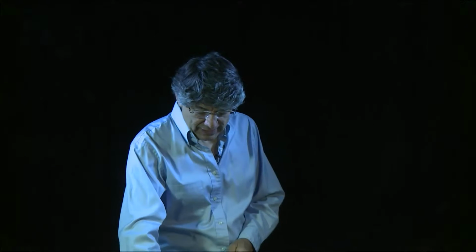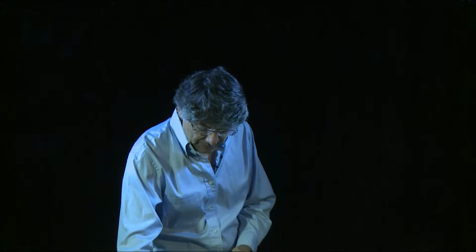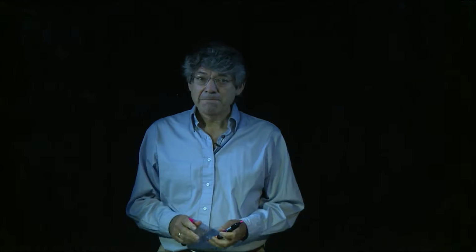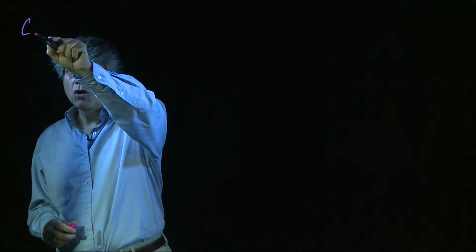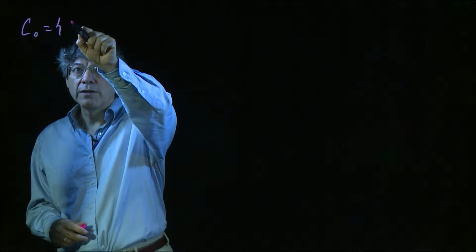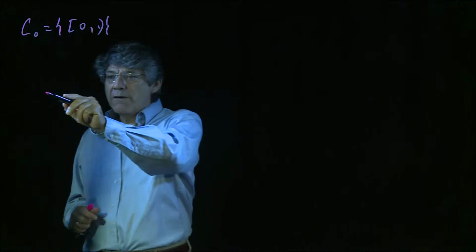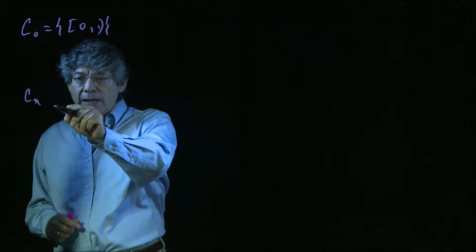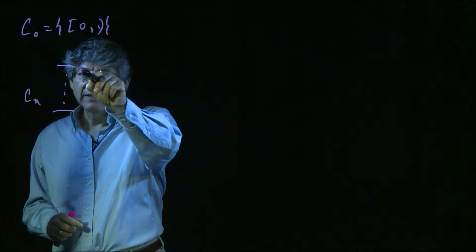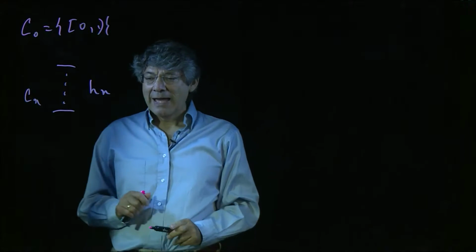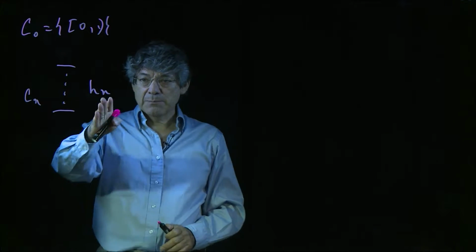So let me start by recalling the definition of the Kakutani-von Neumann transformation. If you recall, it was given by a sequence of columns. We start with the base case, a column C0 that consisted of the unit interval [0, 1]. And then we define a process where, given a column Cn, which consists of Hn levels, we say how to obtain column Cn+1.